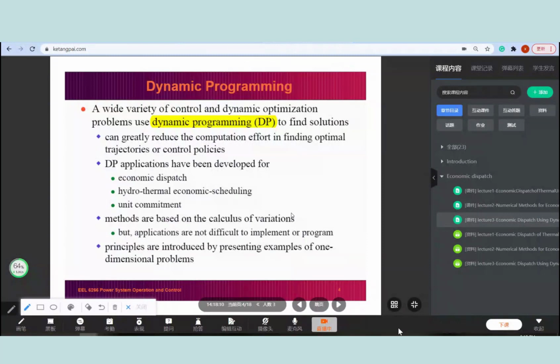So we use dynamic programming to solve many kinds of problems. This problem has a feature that it doesn't have a continuous derivative, so we use dynamic programming to solve it. DP means dynamic programming. DP applications can be developed for economic dispatch or used for unit commitment. We will learn this problem later. We can also solve hydrothermal scheduling.